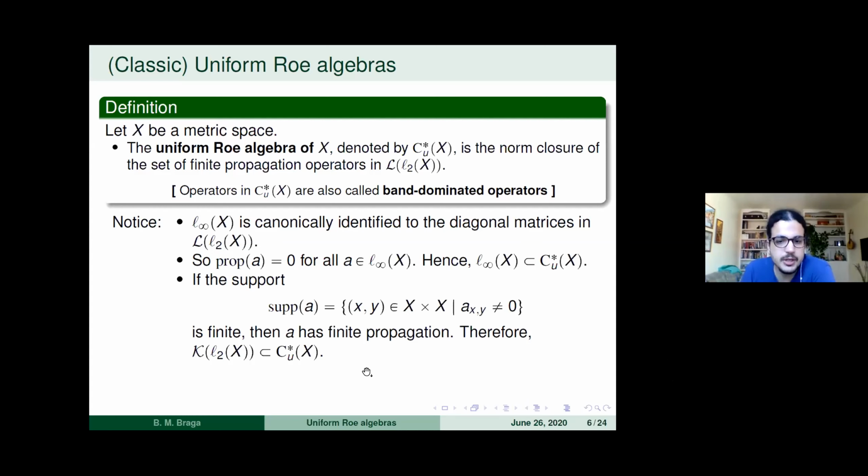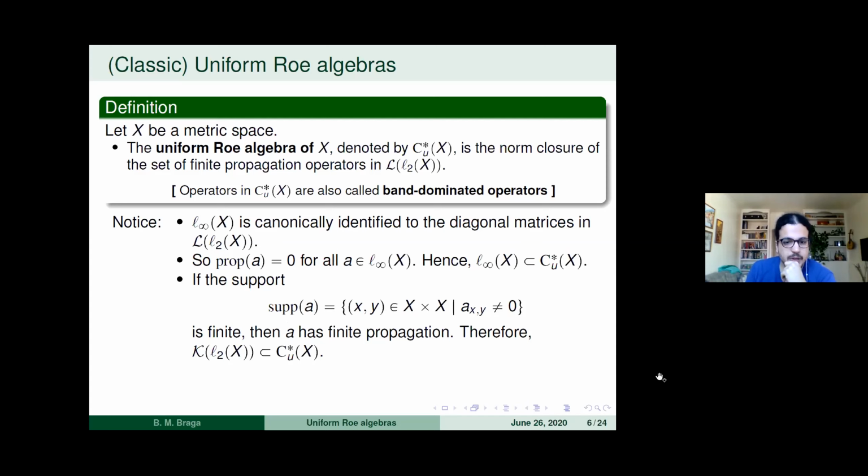And similarly, another space you have inside every uniform Roe algebra is the compact operators, because the compact operators can be approximated by operators of this form here. I'm looking at operators with finite support, and by support, I mean, thinking about an X by X matrix, the coordinates which are nonzero. We can approximate the compacts by those. So again, regardless of the metric, we have all the compact operators.